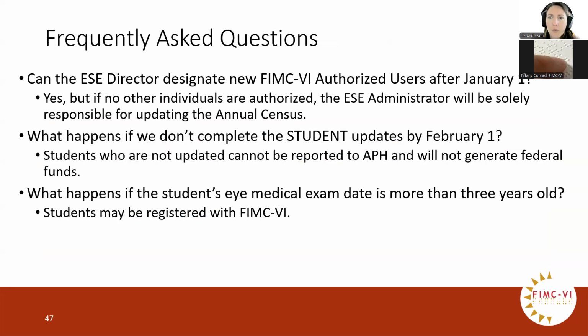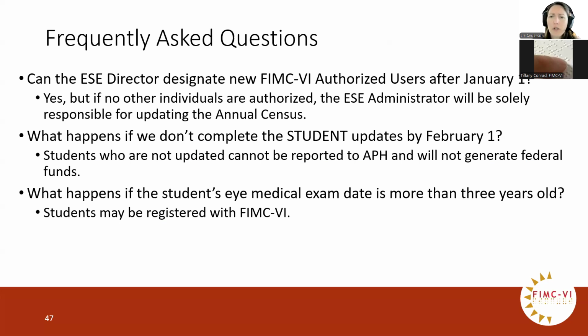Other frequently asked questions. Can the ESE director designate new authorized users after January 1st? Yes, they can go in and do that, but until they do, there may not be any individuals authorized to complete the annual census, and they may end up being the only ones responsible for doing that or even being able to update the annual census. So it's really in their best interest to go in or have somebody help them with updating the authorized users so people can actually go in and update student records.